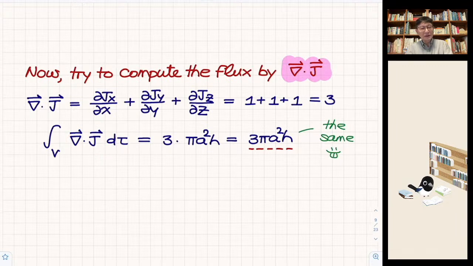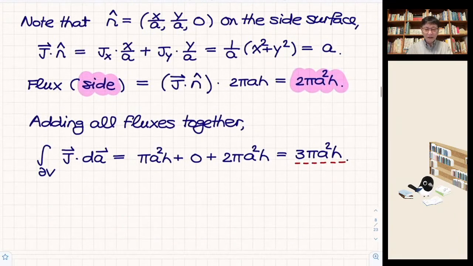And with 3 inside the volume integral, you can just pull out the 3. So it's 3 times the total volume. The total volume of a cylinder is pi a squared times h, times 3. So that's 3 pi a squared h. And yes, you are right. You then realize that what you calculate through the volume integral of the divergence equals the answer calculated by the flux through the closed surface.